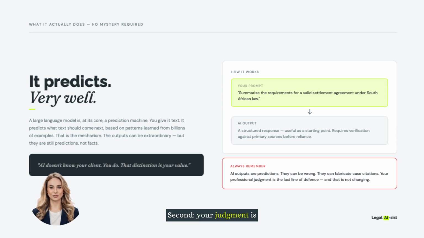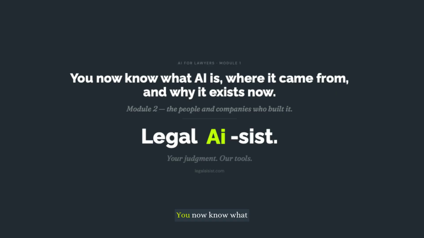Second, your judgment is not replaceable. AI does not know your client. It does not know the commercial dynamics behind a matter, the relationship between the parties, or the strategic objective of the advice. You do. That distinction is your value, and it is not under threat from any tool in this course. You now know what AI is, where it came from, and why it arrived at this scale right now, rather than a decade earlier.